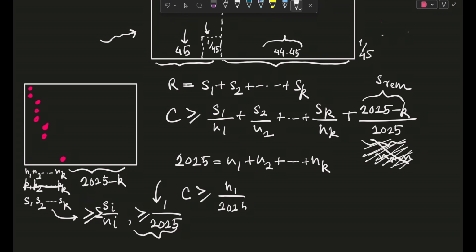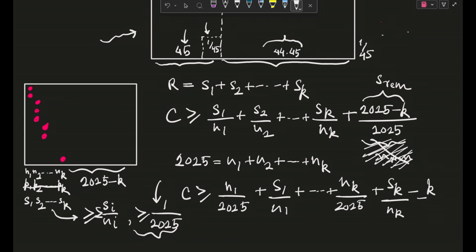N1 by 2025 plus S1 by N1 plus, up to, Nk by 2025 plus Sk by Nk minus K by 2025. Now, how did all this come?